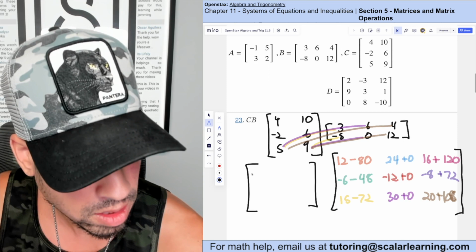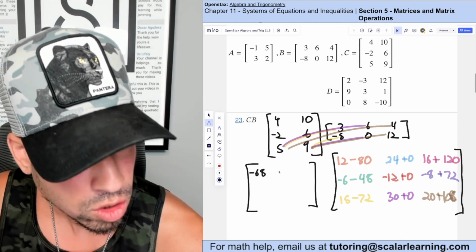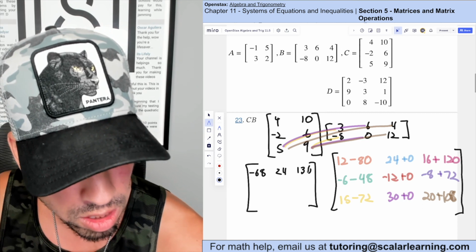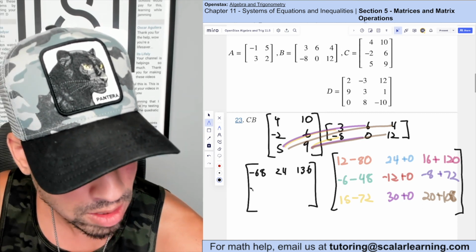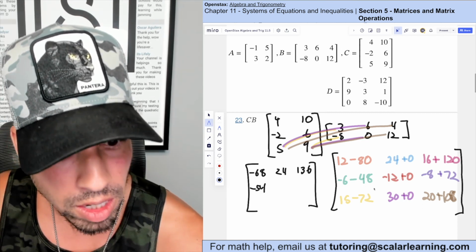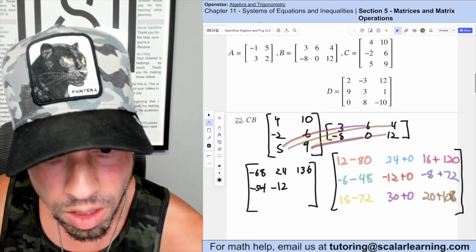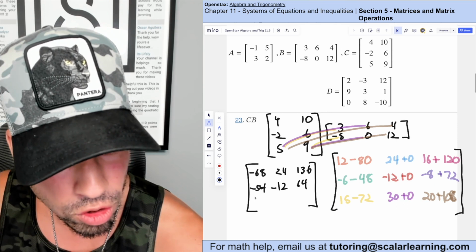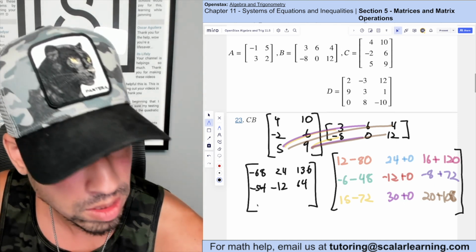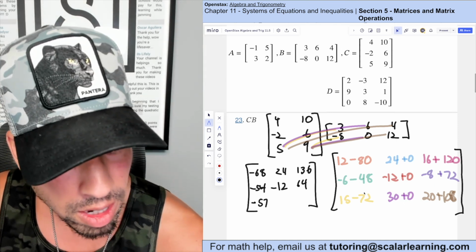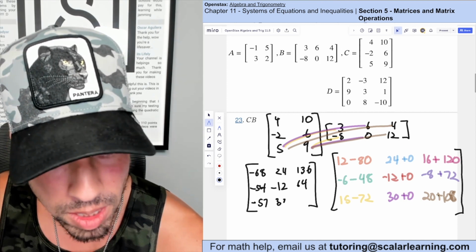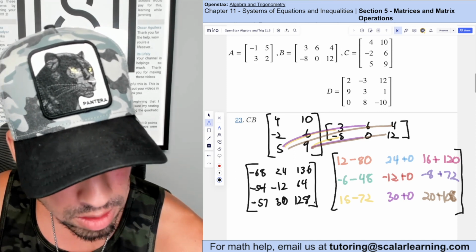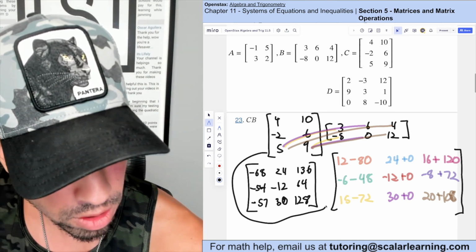So 12 minus 80 is -68. Then we got 24 in the blues, and then we got 136 out here. -6 minus 48 is -54. -12 plus 0, -12. -8 plus 72 is 64. 15 minus 72 is 67. -57. And 30 plus 0 is 30. Last but not least, 20 plus 108 is 128. And that is how you do it.